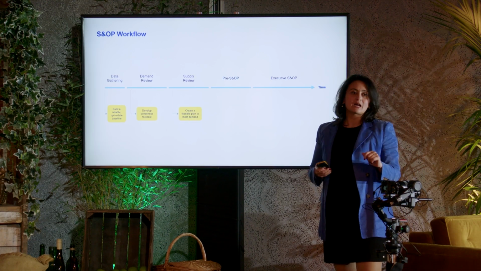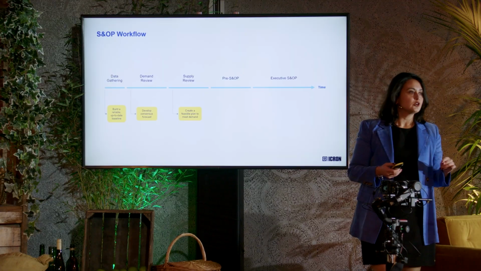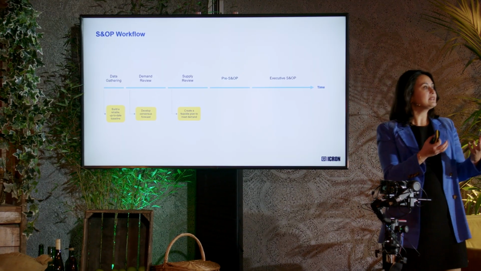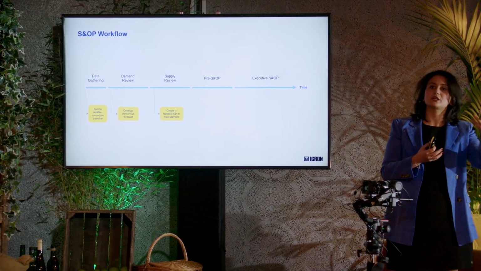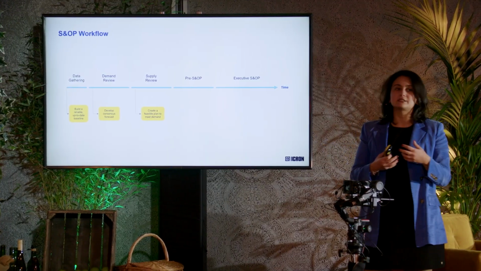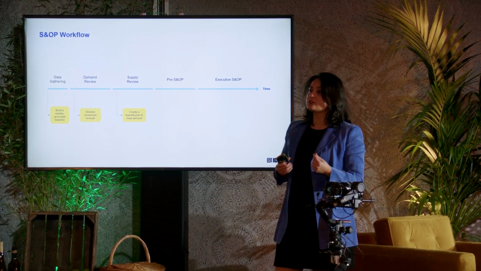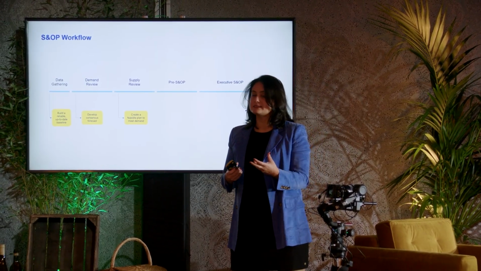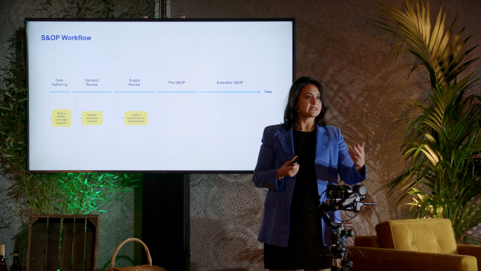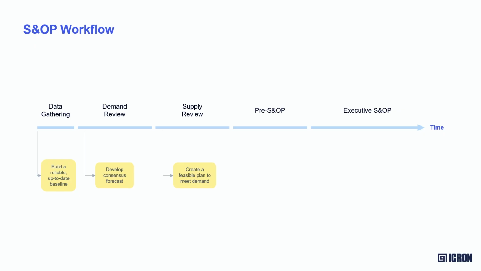Then we go to the supply review, where we need to combine this demand with the constraints that we have: production constraints, delivery constraints, again, supply capability constraints. We are trying to create some feasible plans, hopefully, again, multiple scenarios. So we are going from unconstrained demand to constrained demand.